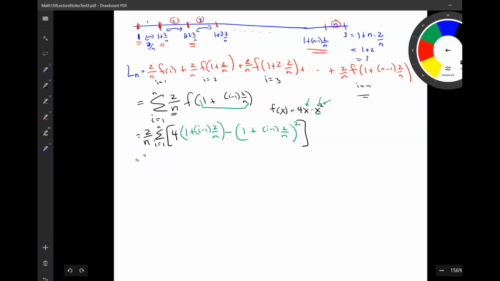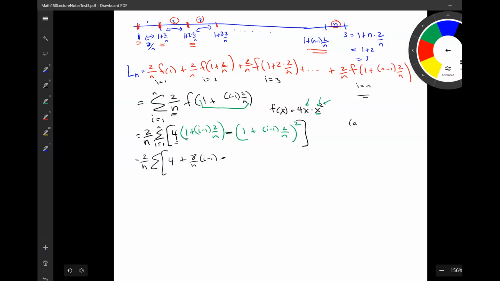Okay, fixed my page, so here we are ready to go. All right, so I'm going to invest some time in distributing things out. So I have 4, these two multiplied together. This will give me a plus 8 over n times i minus 1. This, oh my goodness, I'm going to have to multiply this out.